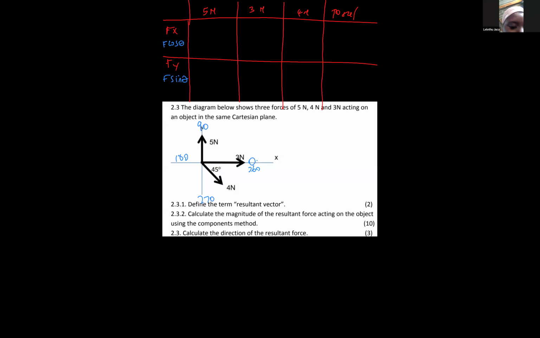Yes. Therefore, we're going to apply the formula now. F cos theta. This is 5 cos of 90. Press the calculator. You get 0. Is it true?